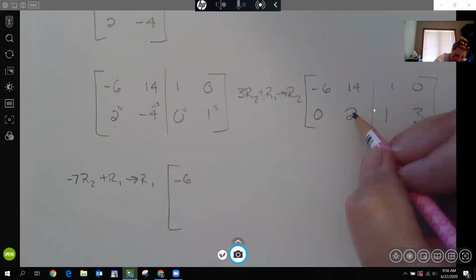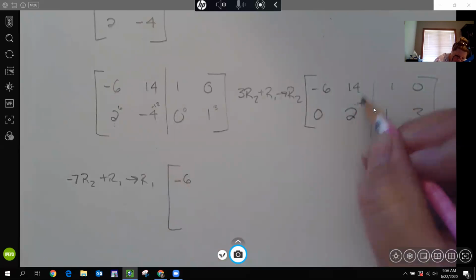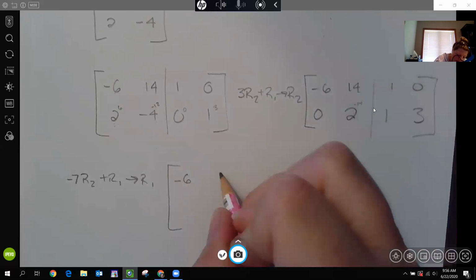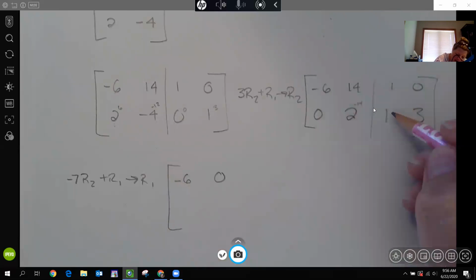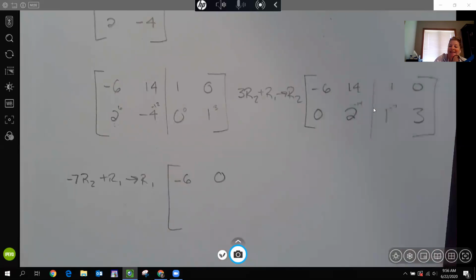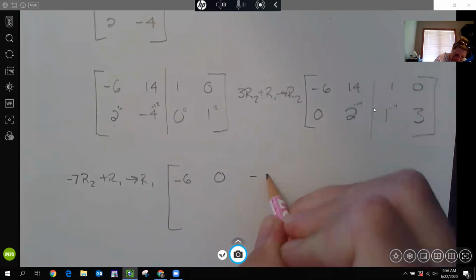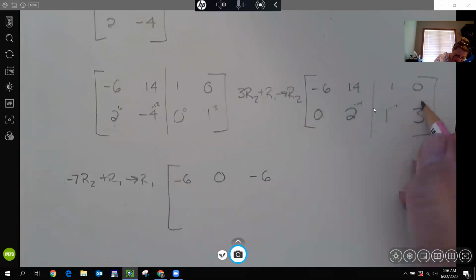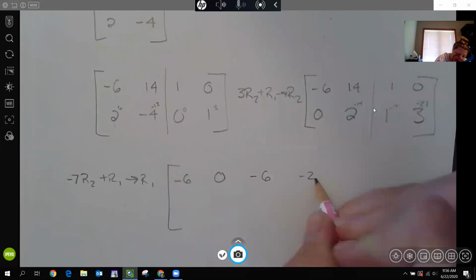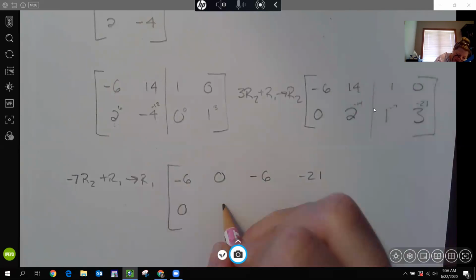2 times -7 is -14, plus 14 is 0. -7 times 1 plus 1 is -6. 3 times -7 is what? -21, plus 0 is -21. And the second row, we kept the same.